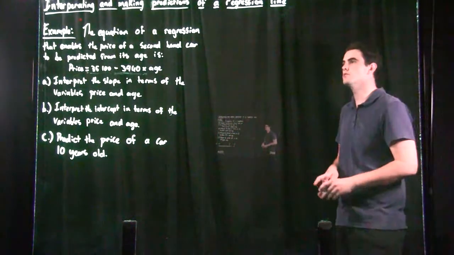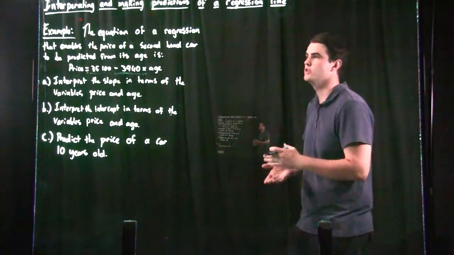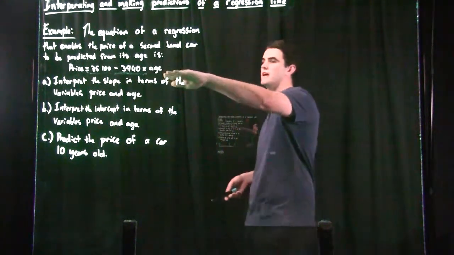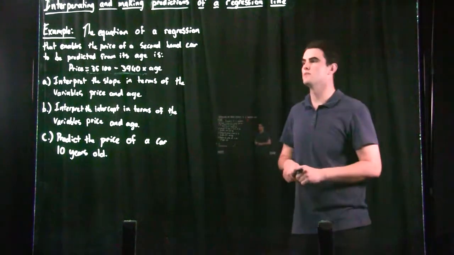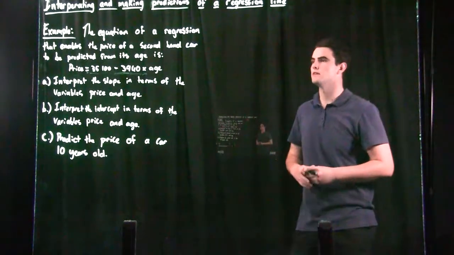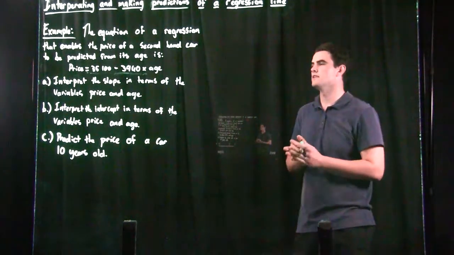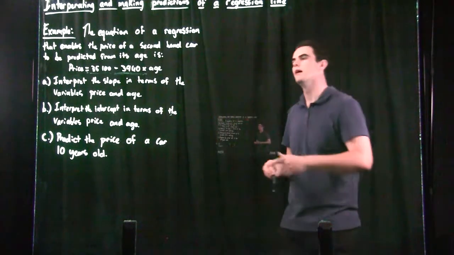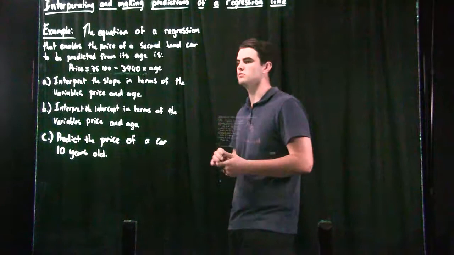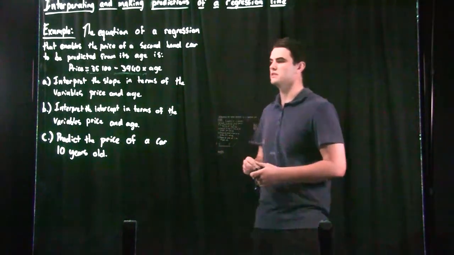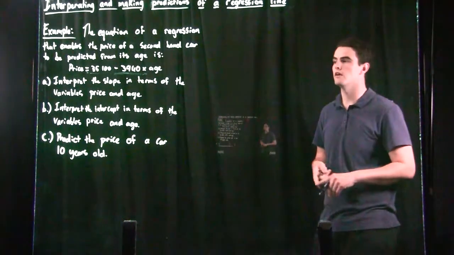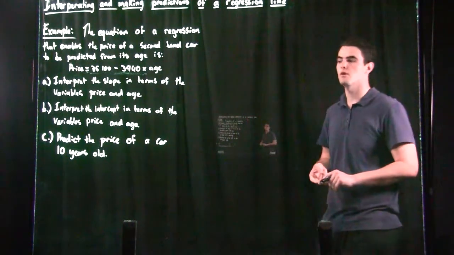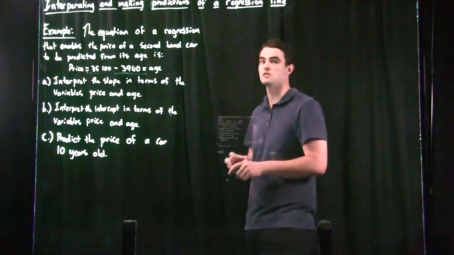Alright, so today guys, we're just going to look at one last example where we're interpreting and making predictions of a regression line. Okay, we've got the same formula that we used before in one of the previous videos. So our example reads, the equation of a regression line that enables the price of a second-hand car to be predicted from its age is, and here's our formula. Remember, we did use this one before. This time the question's asking us to interpret the slope in terms of the two variables, interpret the intercept in terms of the two variables, and then predict the price of a car that is 10 years old.